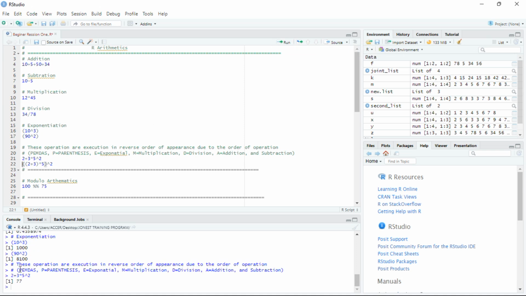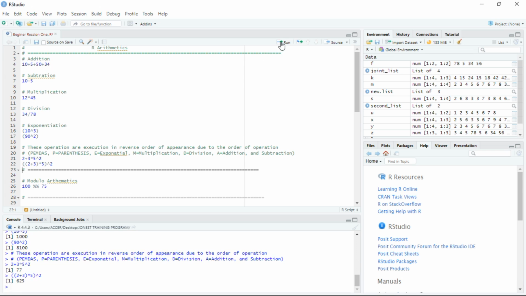Nice answer. As you can see here, this one has given an answer of 77. And then we have this one too, bracket open 2 plus 3, times 5 raised to the power 2. Once you put the cursor here and run, R is going to give us a nice answer. So R can also be used to solve equations.